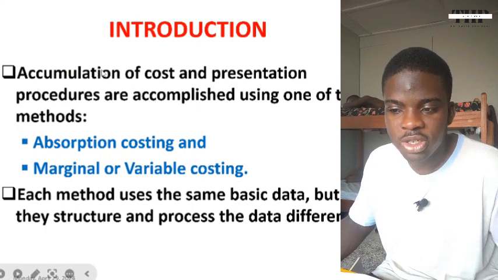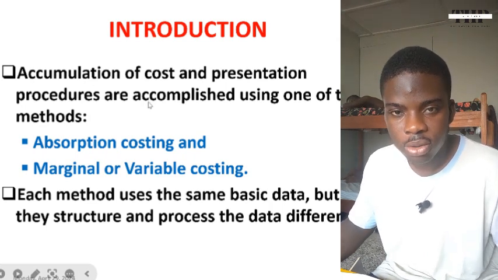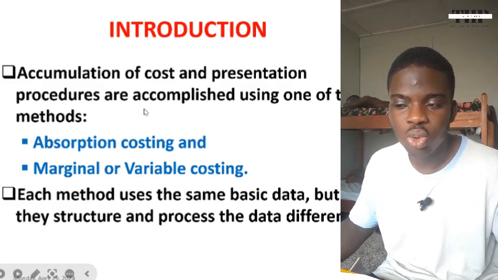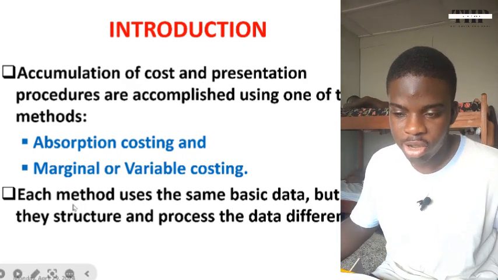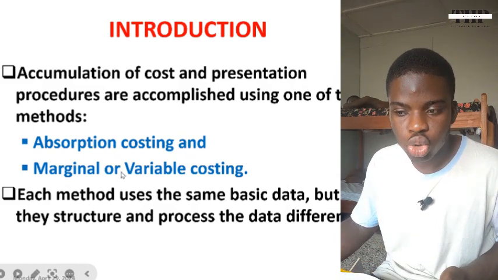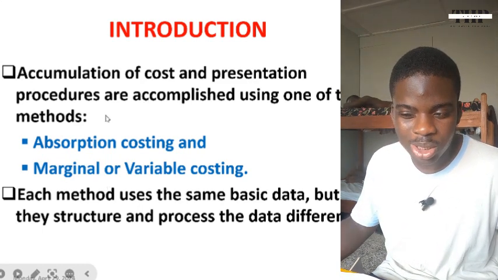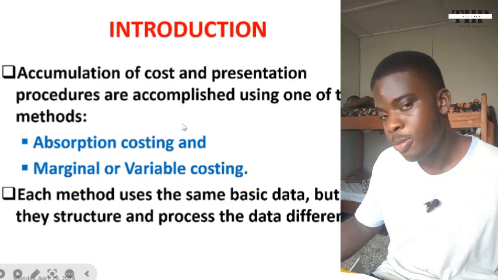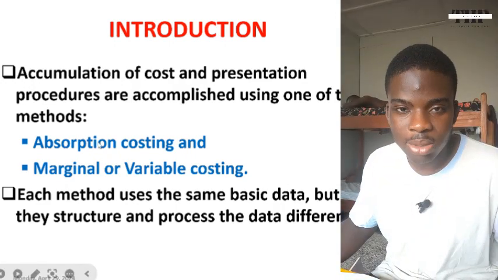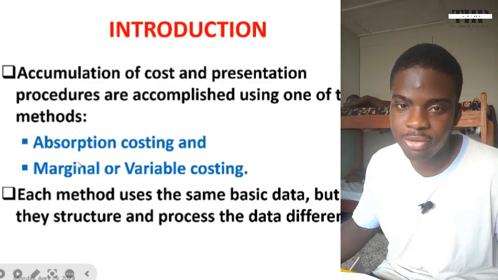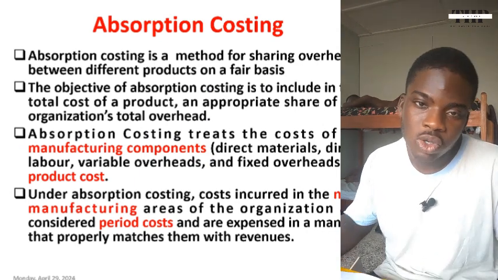Our introduction. Accumulation of cost and presentation procedures are accomplished using one of two methods. So we can use absorption costing to get the total cost of an item. We can also use marginal or variable cost, right? So these are the two methods that can be used to accumulate costs and present them. The presentation procedure is the income statement that we're talking about. Now, each method uses the same basic method, but they structure and process the data differently. And that's why the profits are different.